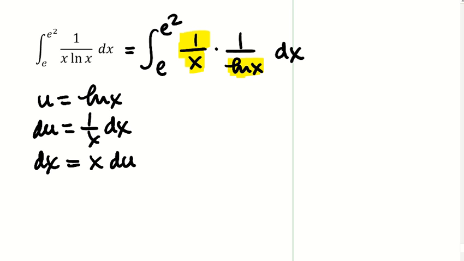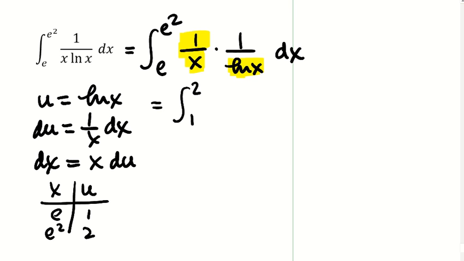Okay, I need to convert the bounds from x to u. It's e and e to the 2. Okay, the log of e is 1, the log of e to the 2 is 2. All right, and so the equivalent integral is the integral from 1 to 2 of 1 over x times 1 over log x, which is u, and dx is x du. And so the x's are gone, and I'm ready to proceed.